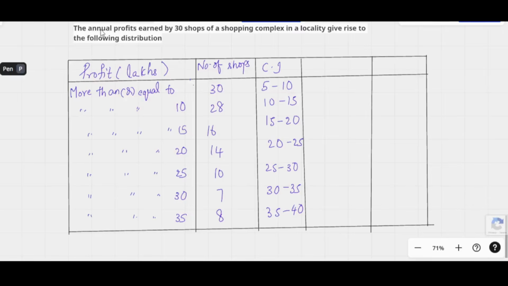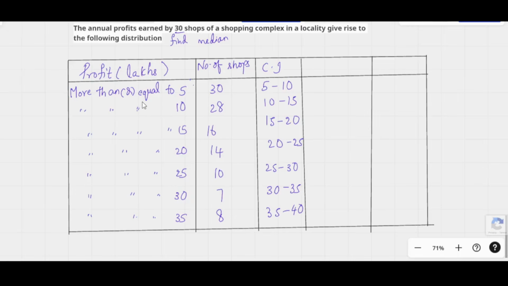Let us see this question. They have given that the annual profits earned by 30 shops of a shopping complex in a locality give rise to the following distribution, and you need to find median. So here if you observe the question carefully, it is written as the profit more than or equal to, more than or equal to. So what is the meaning of this question and how to solve this?